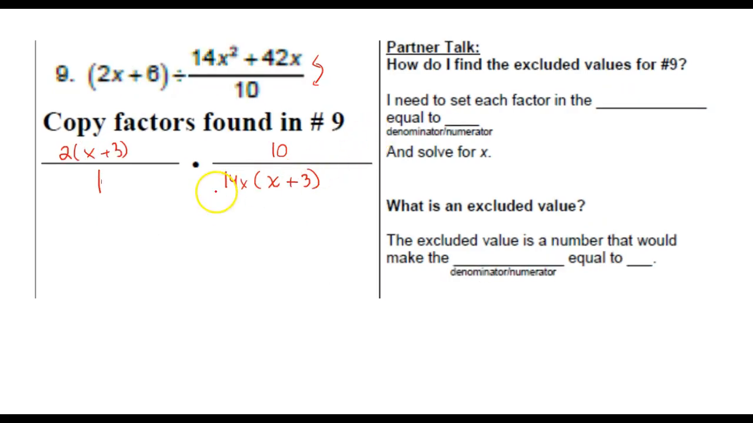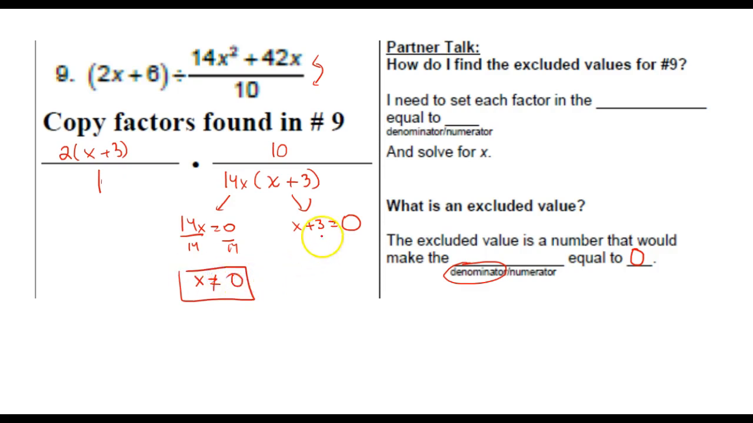Number 9, again, the excluded value is that denominator, the one that would make the denominator 0. So we're going to set each one of these equal to 0 and find out what x can't be. That would be divided by 14, divided by 14. X can't be 0. And then if I solve that out, x cannot be negative 3 either. So these two are excluded values.